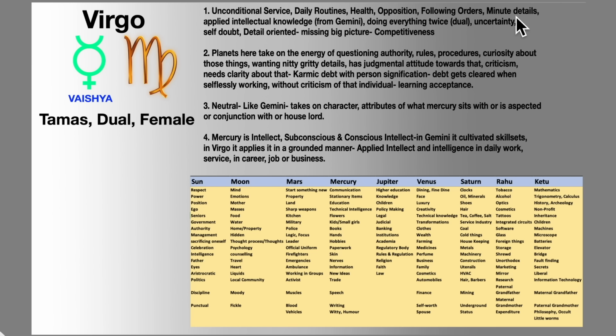These are the minute details people, sort of the accountants. They come from Virgo a lot. The accountant people, the banking people, because you have to look at every detail. Virgo stands for applied intellectual knowledge from Gemini. Whatever you got in the third house in Gemini, you are applying it in the sixth house. Practically, you are making yourself useful by those daily routines, by your work.